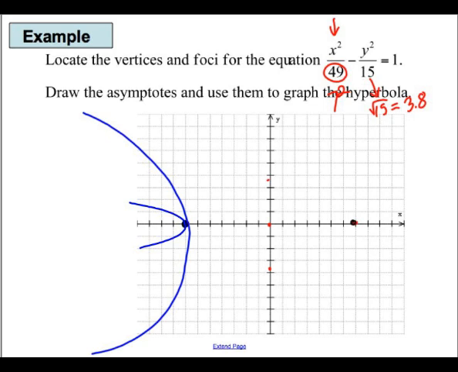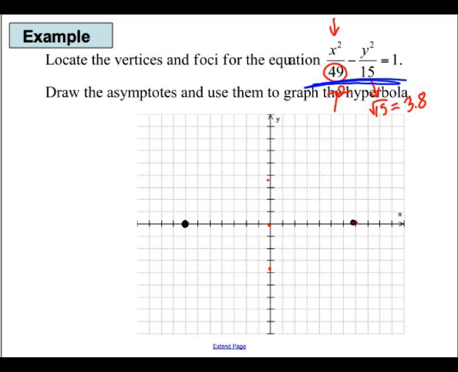And the way we'll figure that out is by using those 4 points that we just graphed, using the 49 and the 15 that we found up there, and the 7 and the 3.8 that we see here. So how we find out how wide the graph is simply by sketching a box that goes through all 4 of those points. So this would typically be the box the ellipse would be contained in if I simply changed this to a plus. Then I would sketch the ellipse inside of this box. But the hyperbola is outside of this box.